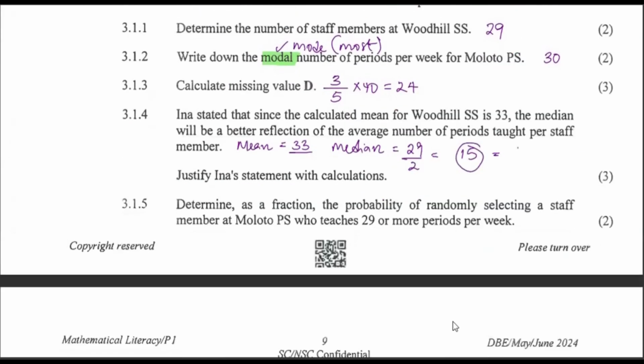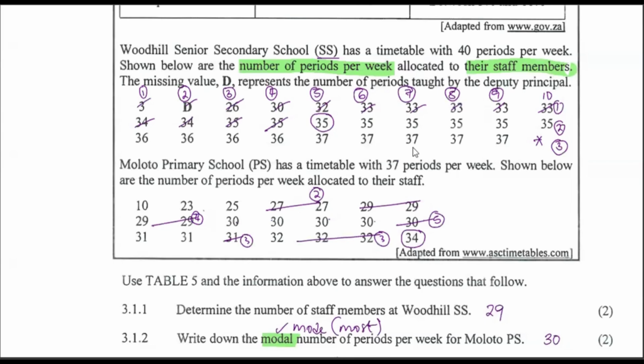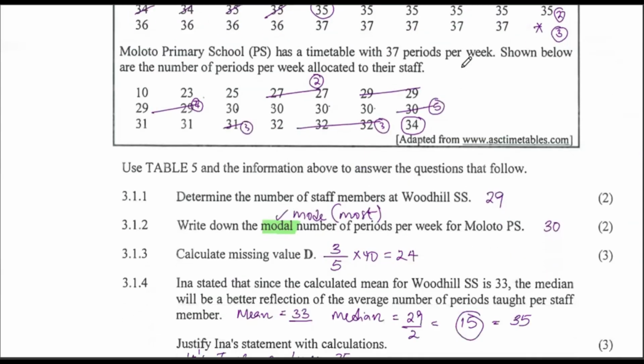So here it is 35. Then she says the median will be a better reflection of the average number. Yes, it's true, because the median, 35, is better than the mean on average. Another thing is that the median is not affected by the outlier. An outlier is a number that's extreme. For example, here we have an outlier of 3. If D is 24, these numbers are almost closer to each other, but look at the 3. This is an outlier. So the median is not affected by the outlier.